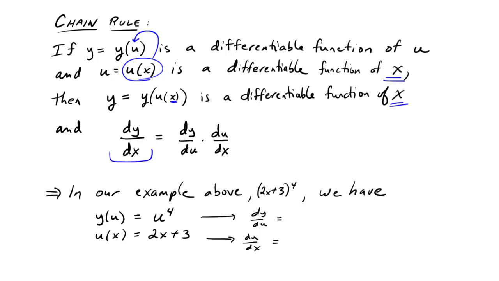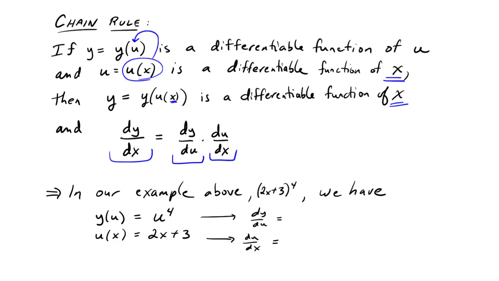So the differentiability holds, and if we want the derivative of y with respect to x, we can get that by doing the derivative of y with respect to u times the derivative of u with respect to x. And this is the little chain that's established here in order to go through the different variables. Okay, so let's see how this would work in our example and see if it makes sense.